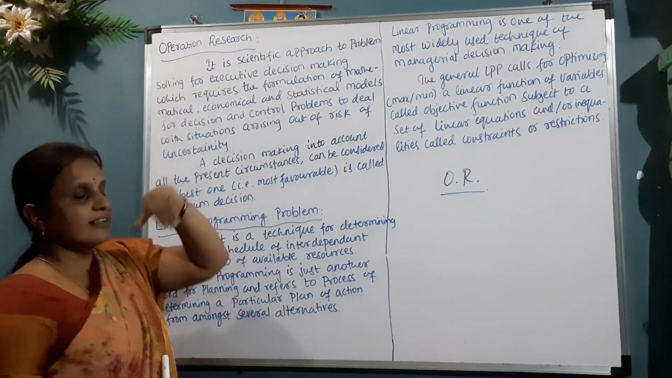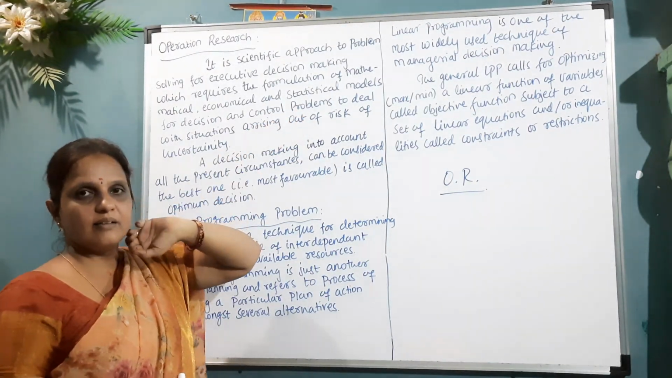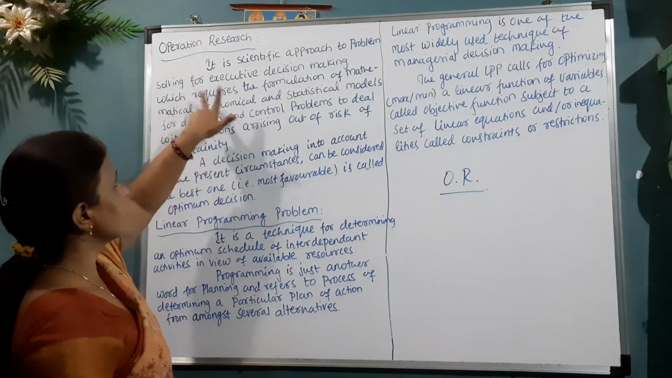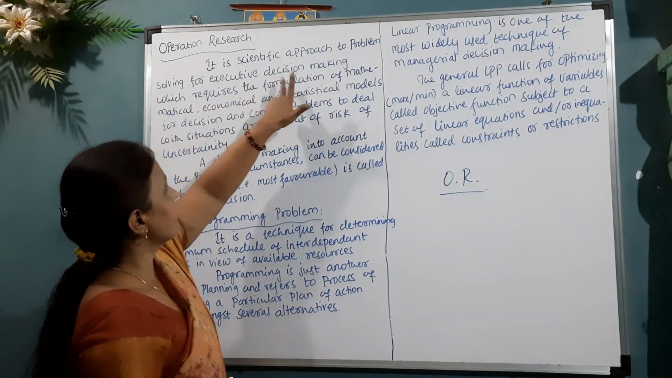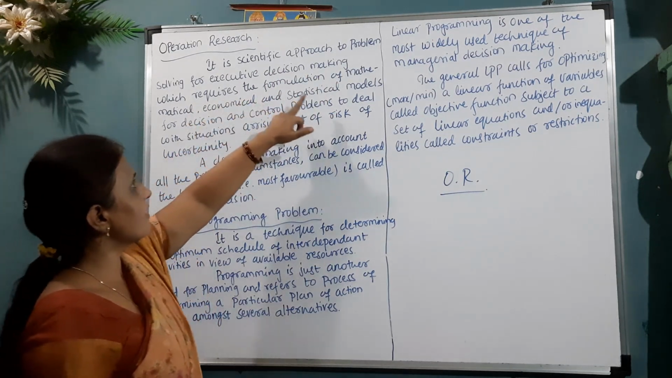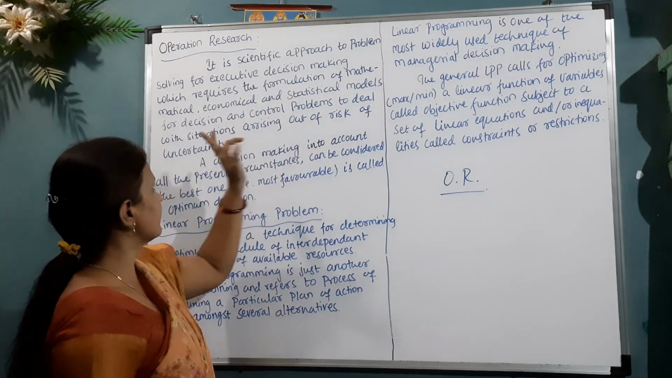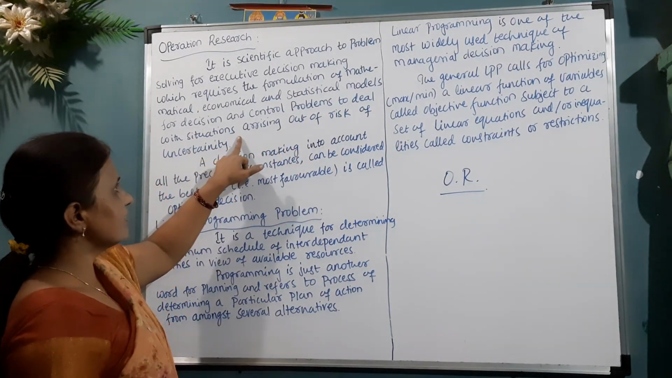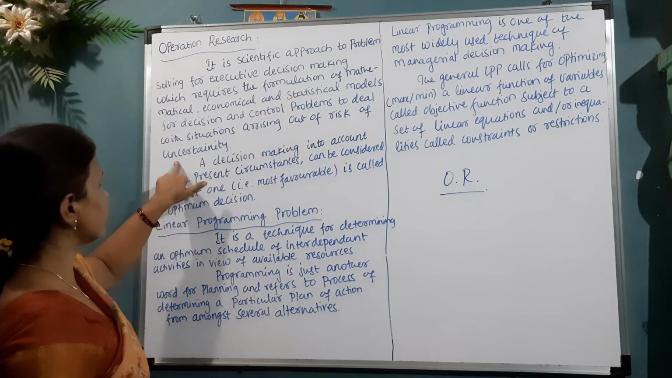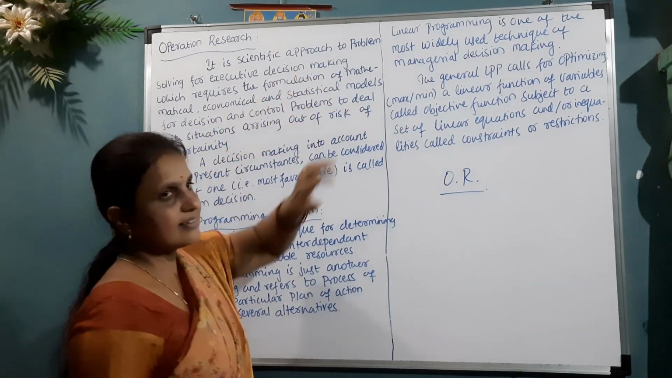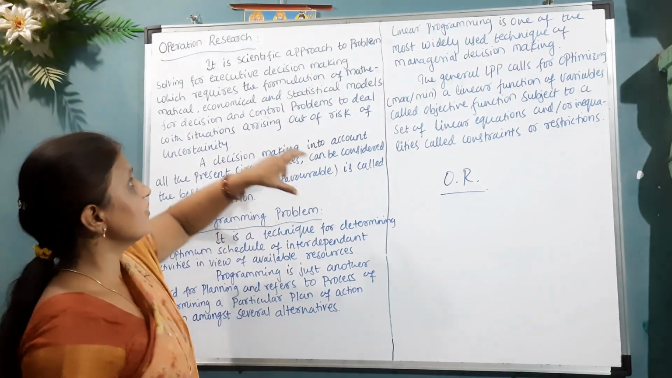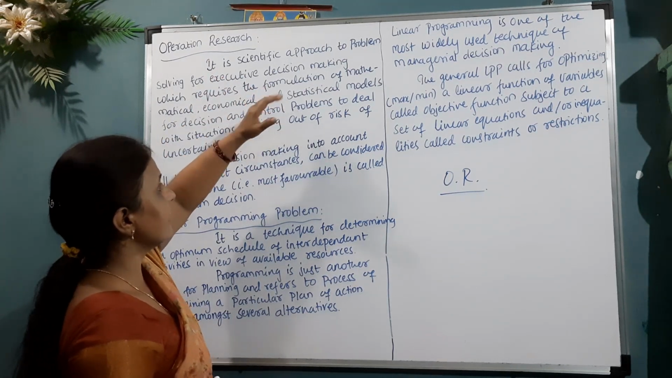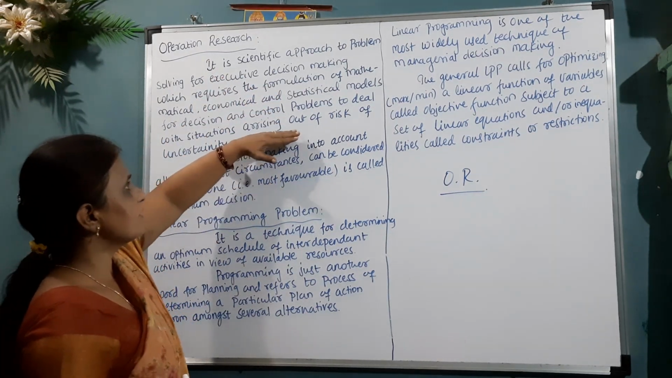It is defined by different mathematicians in many ways. I have written two definitions. That is, it is a scientific approach to problem solving for executive decision making, which requires the formulation of mathematical, economical or statistical models for decision and control problems to deal with situations arising out of risk of uncertainty. Means, whenever any resources are available, among them we have to make the decision, we formulate, then make a decision and get the result so that we are out of risk.